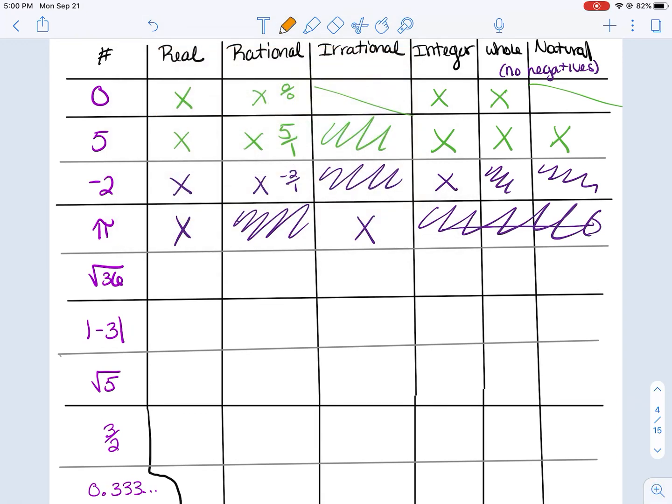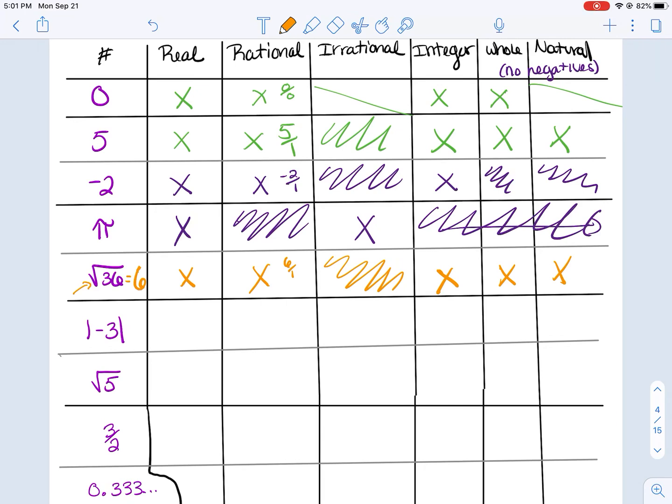Let's get a different color here. The square root of 36. Well, we talked about simplifying our radicals before. Think about what the square root of 36 is actually equal to. Well, we know that 36 is a perfect square, so the square root of 36 is 6. So yes, 6 is a real number. It is rational because I can write it as a fraction. If it's rational, it's not irrational. It's an integer. It's on the number line. It's a whole number, and it's a natural number, okay?